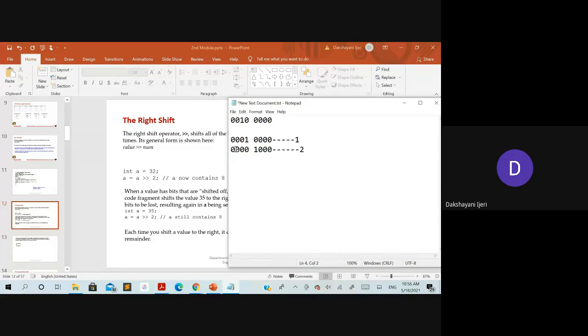Okay. So this is the resultant after doing the right shifting of the integer 32 by two positions. Right. So what will be the decimal value for this? It is 8. Right, which is equivalent to 8. That is the resultant over here.